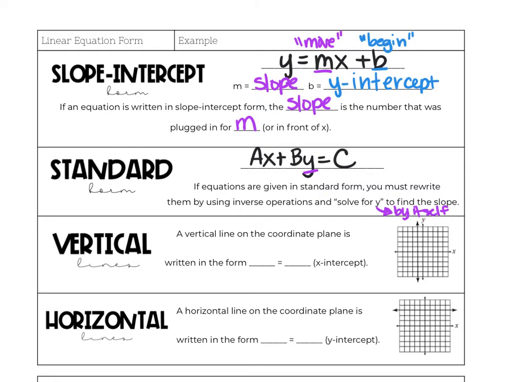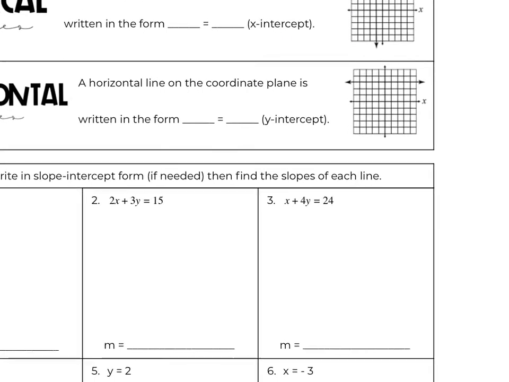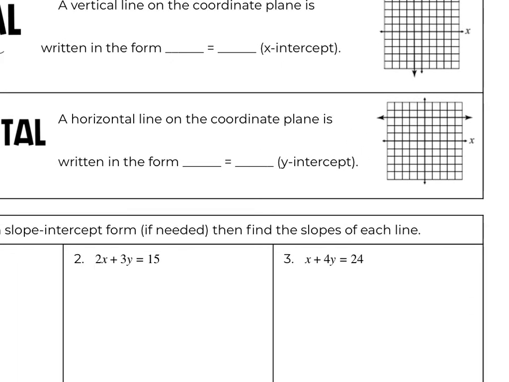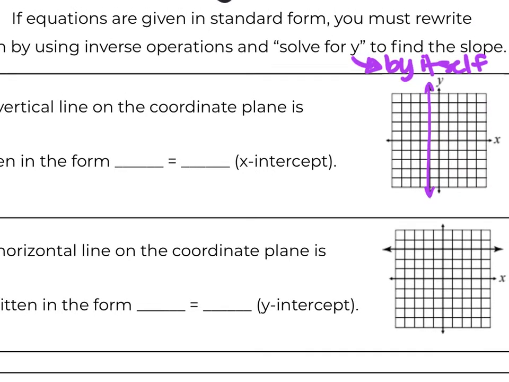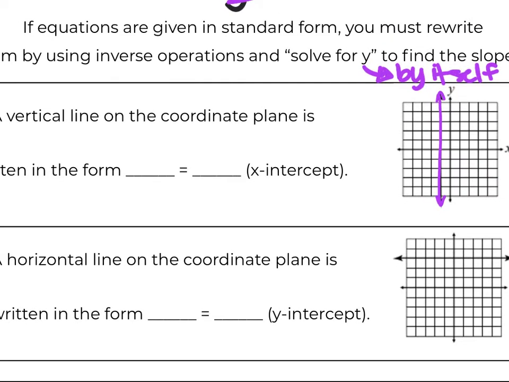Okay, vertical line on the coordinate plane. So we looked at these on the previous page. So I'm looking at this one here. This gets tricky for people on writing the equation of this. So if you look at the line, okay, I have to think, what is that? What's staying the same about that line? The x value or the y value?